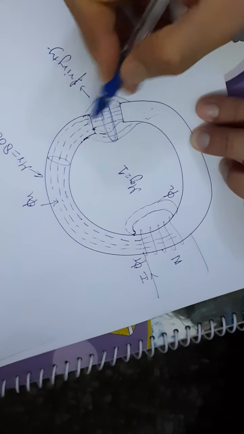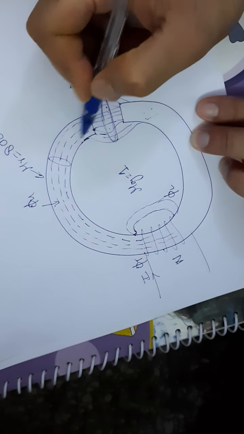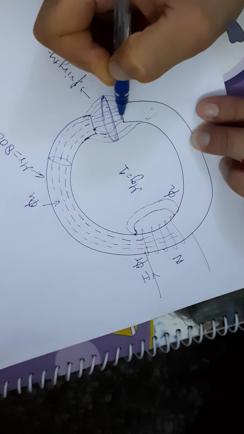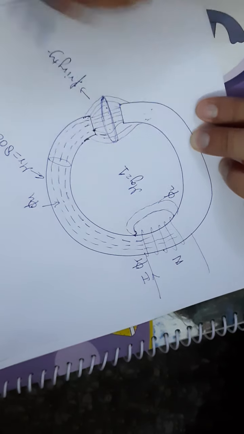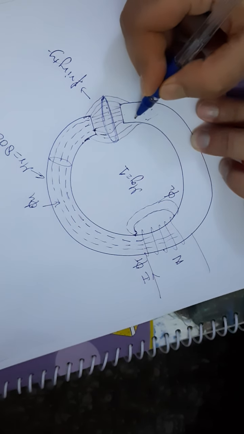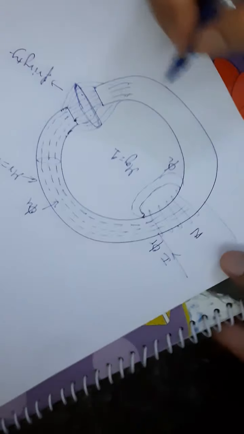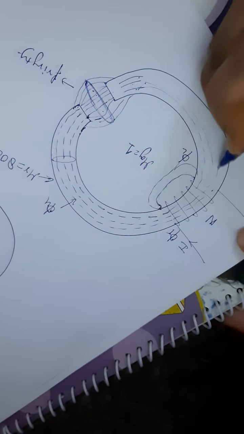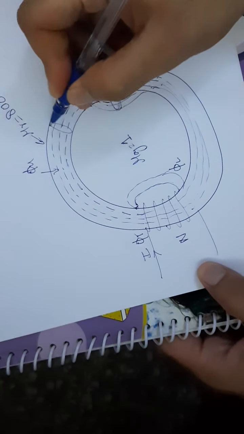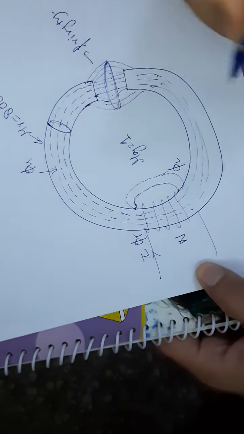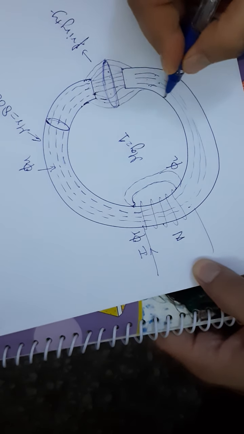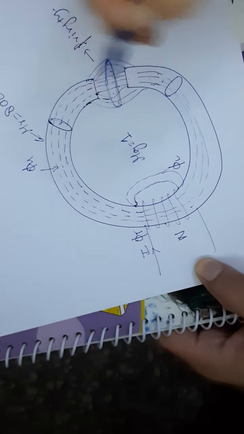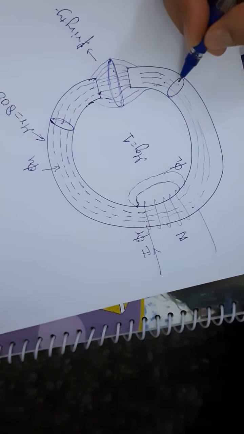Secondly, the magnetic lines of force which were passing through this iron at this point were not able to pass through the air gap at the same velocity. So definitely it will reduce the density here. It will reduce the density of the magnetic lines of force here. Whatever the density at this area, the density at this area will be smaller. The density will be more at this point and less at this point.